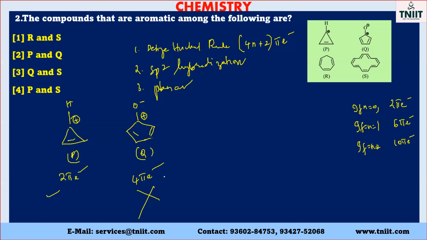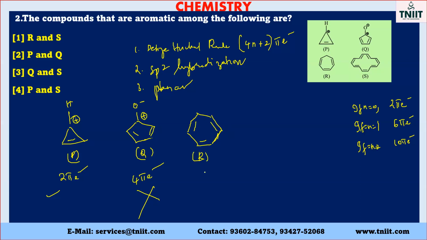So the second molecule is not aromatic. The third molecule is this. A double bond here, a double bond here, and also a double bond here. This is represented as R.